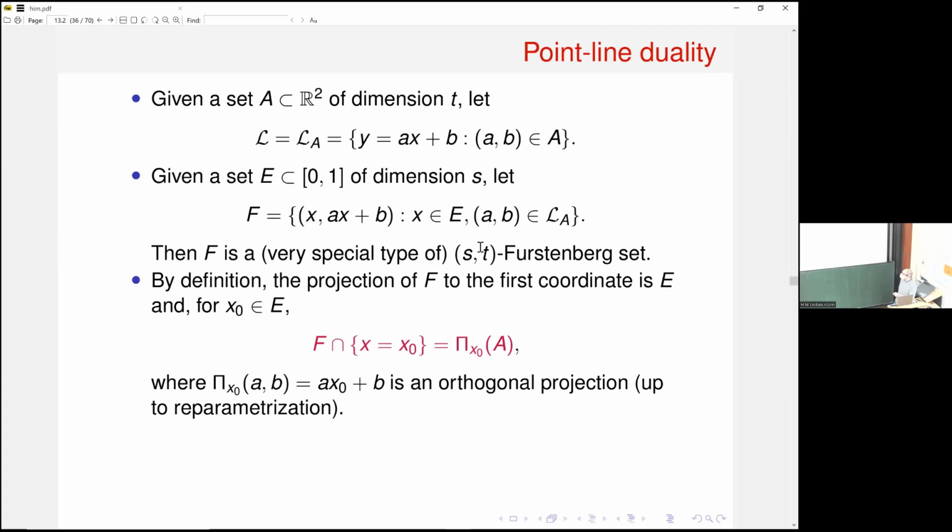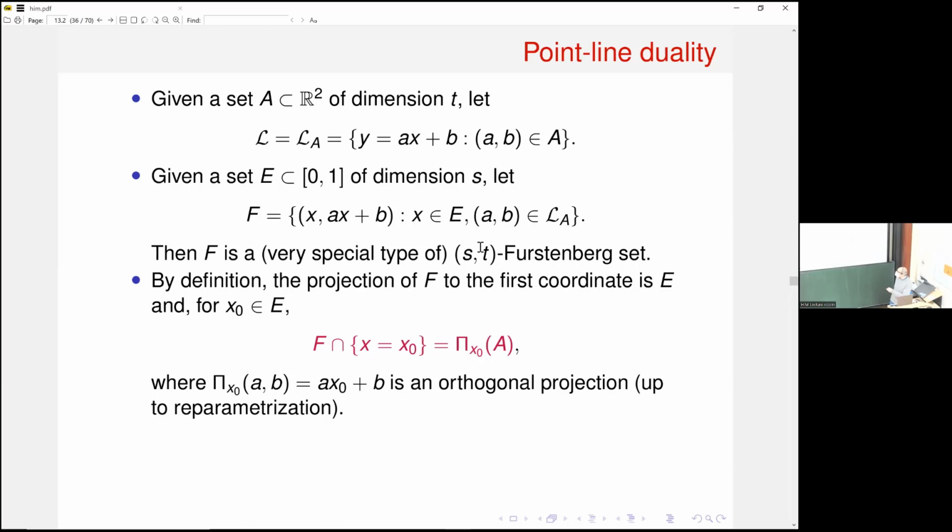So if you look at the vertical slices, so I intersect F with the points whose x coordinate is some given x0. Well, first of all, x0 has to be in E, otherwise this is empty, by the way I define the set. And if x0 is in E, then the vertical slice is this, and x0 is fixed, but the point (a, b) comes from the family of lines. So for fixed x0, a x0 plus b is a projection of the point (a, b) with some direction, which is something like the arctan of x0. So the vertical slices of this very special Furstenberg set are essentially orthogonal projections, up to reparametrization, of the points (a, b) that parameterize the set of lines.